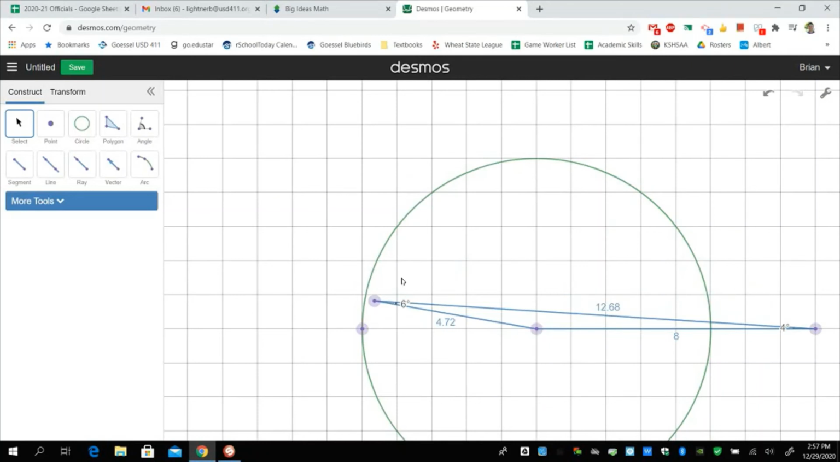Okay, so that's what we'd say here. Greater than 3 and less than 13. Greater than 3 and less than 13.